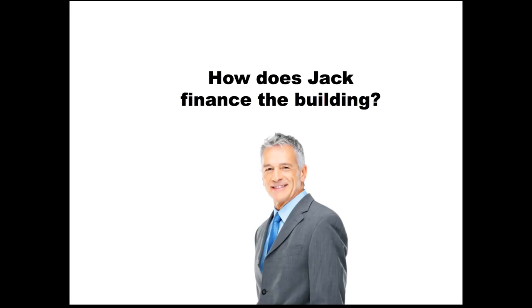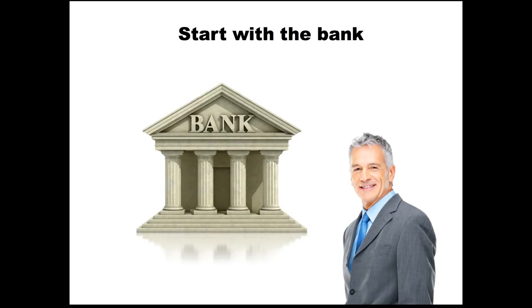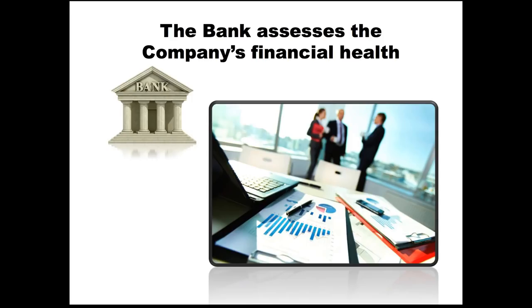So how does Jack finance a building of that size and come up with that much money for his corporation? And like anything else, he would start at the bank. So Jack would go to the bank and he would sit down with personnel from the bank, and obviously he'd be meeting with some pretty high-level people for a loan of that size.